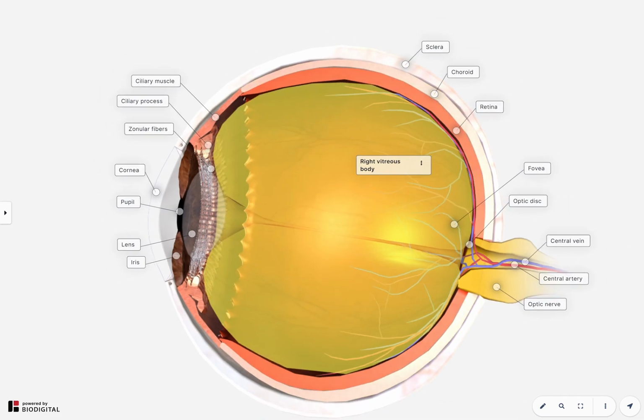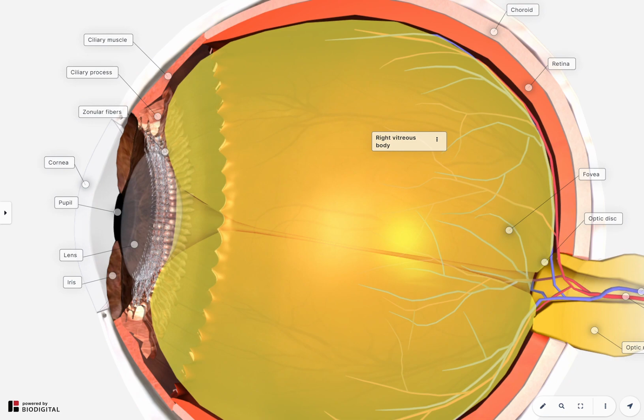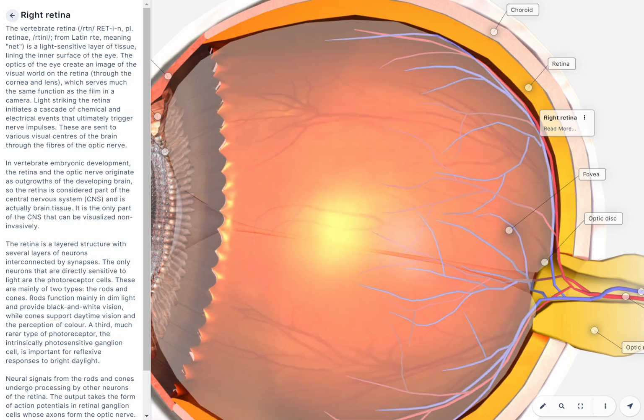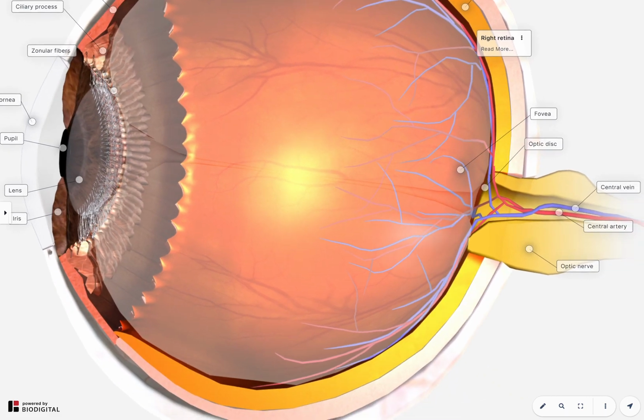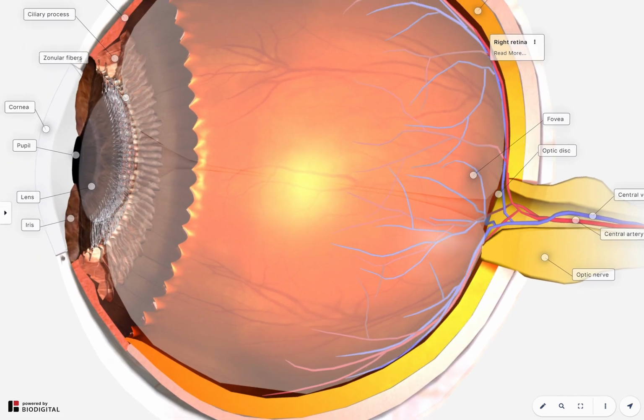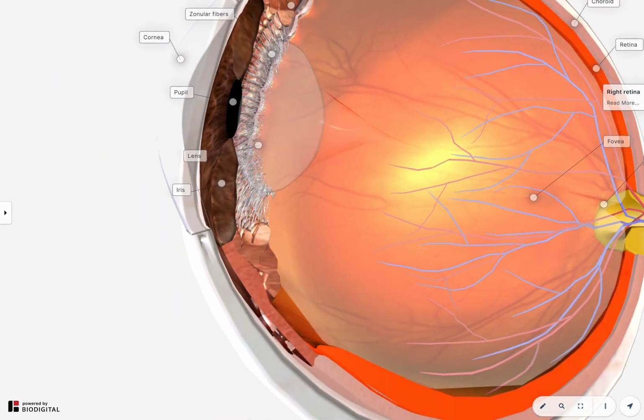This is the vitreous body, and the retina is over here, this thin membrane right here. I'm not able to select it. Fine. Then you have the optic nerve running over here and the ophthalmic artery coming in and the ophthalmic vein going out. So moving on to the anterior part of the eye.